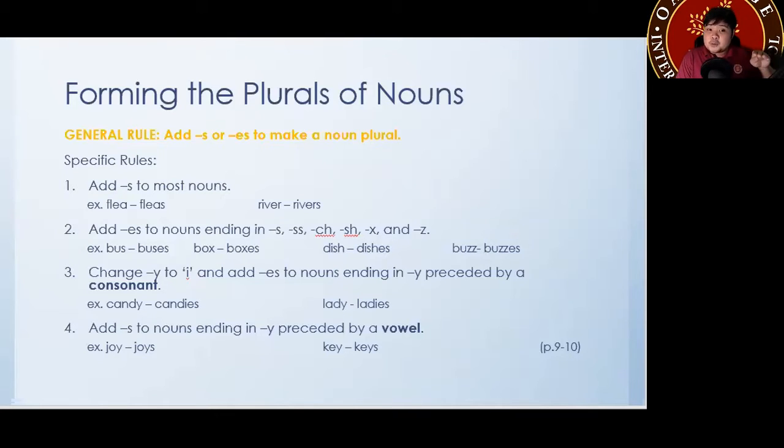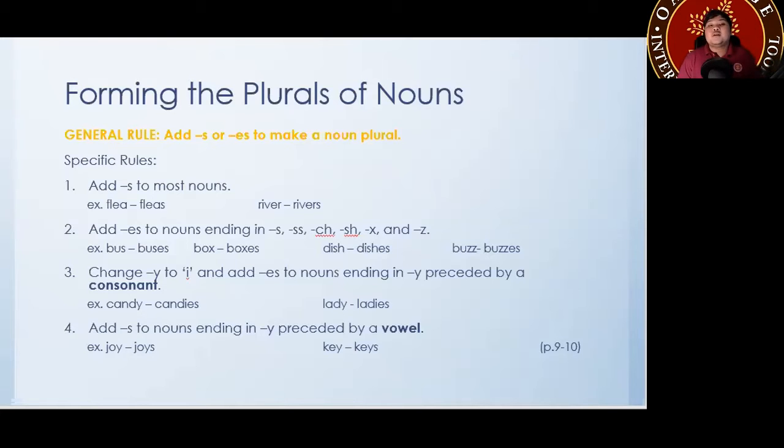Remember, your general rule is add S or ES, not add IES. Therefore, the rule has to say to change Y to I first and then add ES. Okay, that's for rule number three. Rule number four is with those ending in Y that are preceded by a vowel. That means they come after a vowel. For example, the word joy or the word key. They come after a vowel. The rule is just add S. That's rule number four. Just add S.